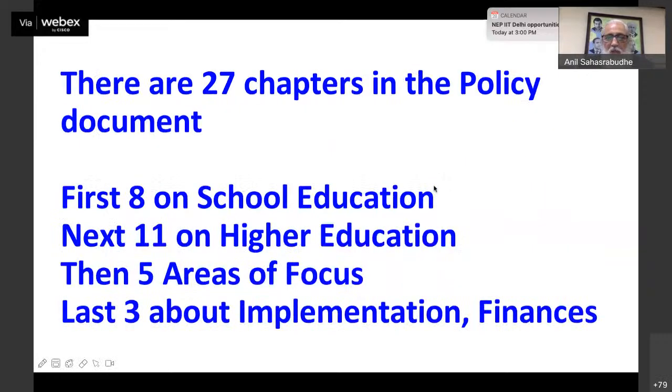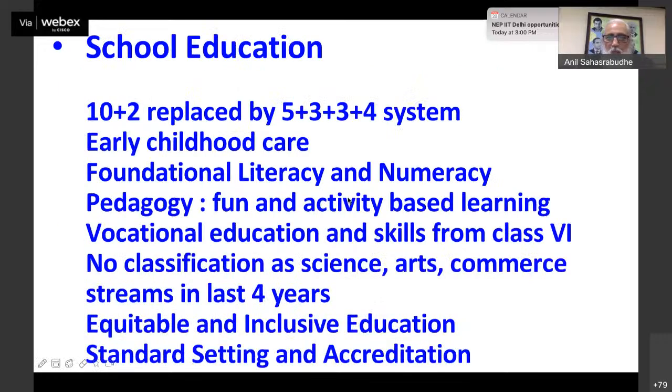And beyond that, the whole thing was very voluminous, but subsequently it was reduced to around 70 pages. There are 27 chapters in the policy document. The first 8 are on school education, the next 11 on higher education, then 5 areas of focus, and the last 3 about implementation, finances, and other related activities.